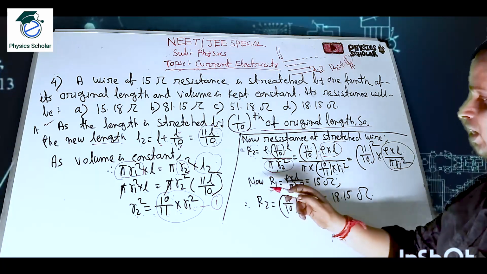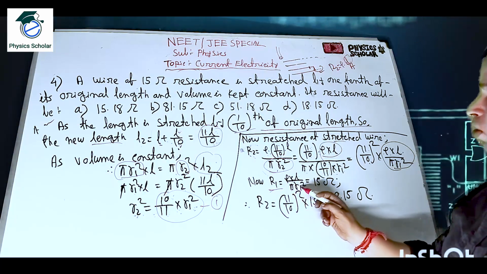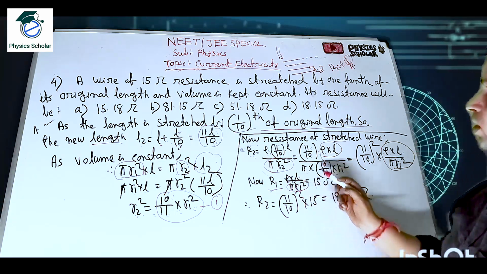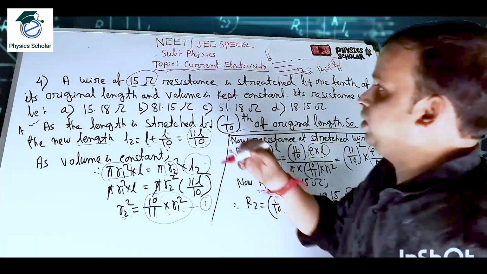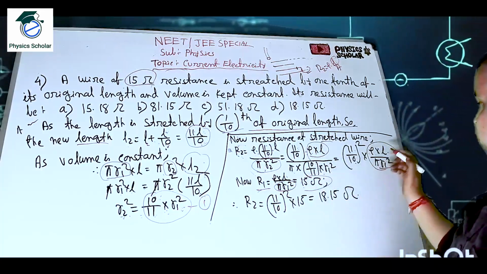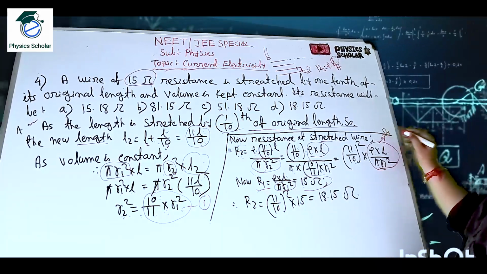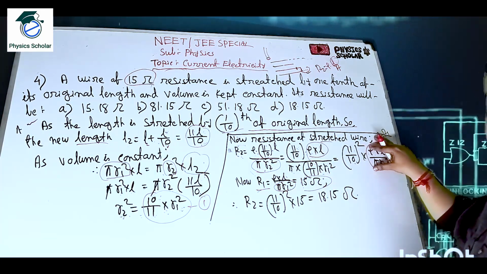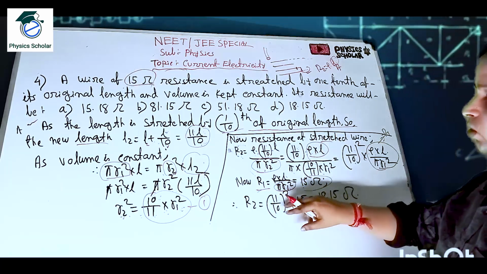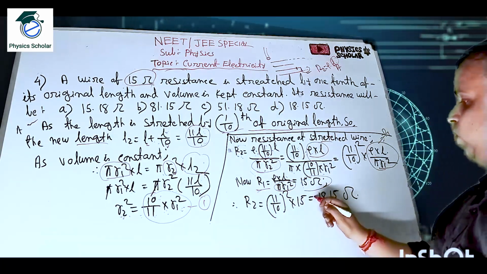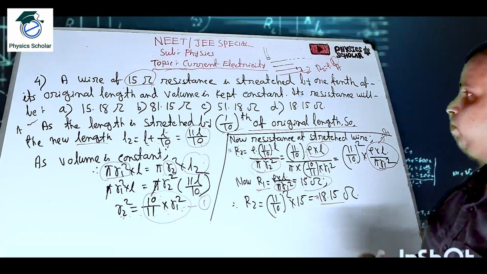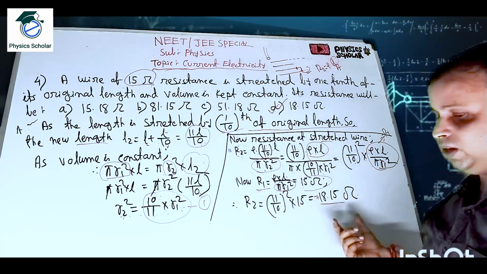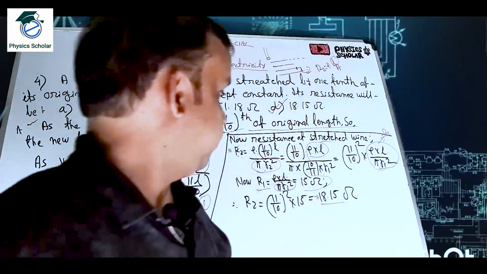Now the initial resistance R is equal to rho into L by pi R1 square, with the initial cross-sectional area. That is given as 15 ohms. So this is nothing but the initial resistance R1, and we can put the value 15 instead of this. So 11 by 10 whole square into 15. After calculating, 18.15 is coming. So option D is correct.